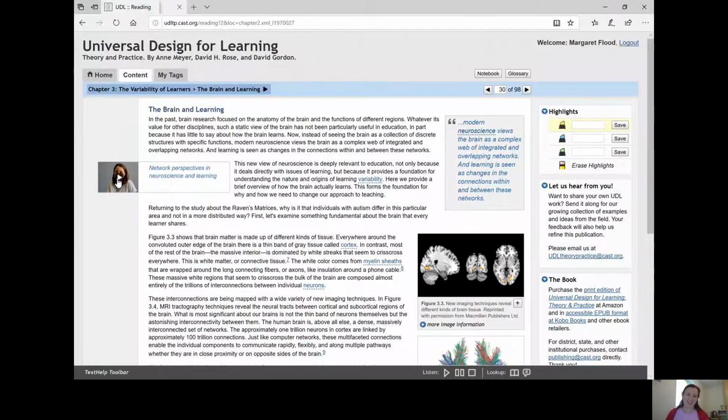So before I get into the three domains that they are talking about in this chapter, I'm just going to share a clip from the book that will explain the neuroscience-y bit much better than I can. So.